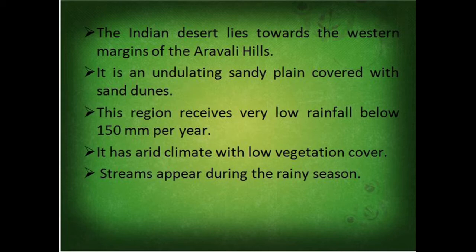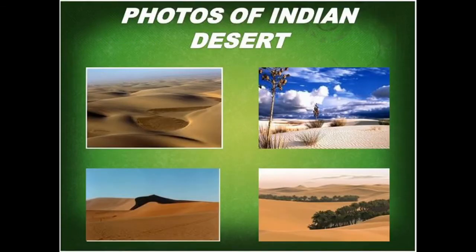And what do you mean by sand dunes? A sand dune means a hill of sand that is formed by the wind in the desert or near a beach. You can see in the images the desert. Okay students, you can see in these images the photos of the Indian desert.